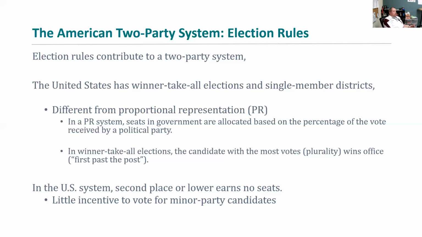Wonderful. The proportional system is different. Instead of having single-member districts, you basically vote for a party, and then that party gets X percentage of the seats. So in England, for instance, just for the sake of argument, there's 10 parties, and each party gets 10% of the vote. Then each party also gets 10% of the seats in Parliament. That's not how we do things.